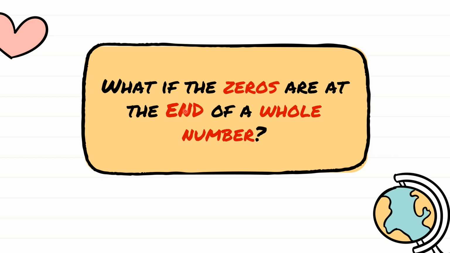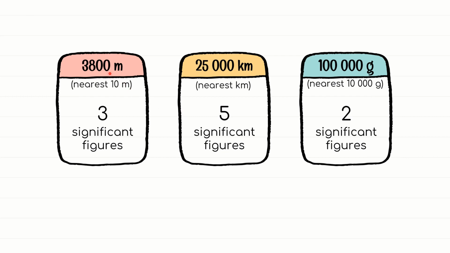So let's take a look at some examples. Over here, I have the whole numbers 3,800, 25,000, and 100,000. I have placed some units at the back of these numbers to give us a little bit of context to help us understand why this discussion is going to be useful. I have already listed down over here that the answers to these respective situations are actually 3 significant figures, 5 and 2 significant figures respectively. So let's first take a look at this first number over here, 3,800 meters.